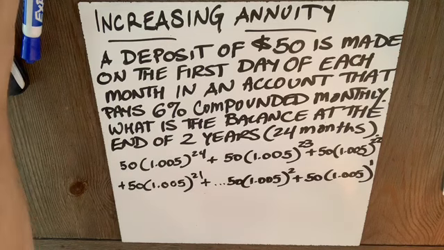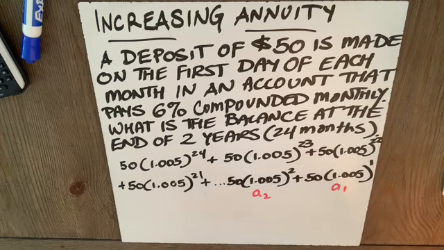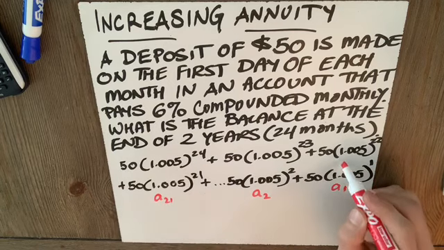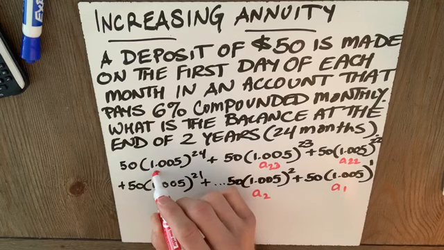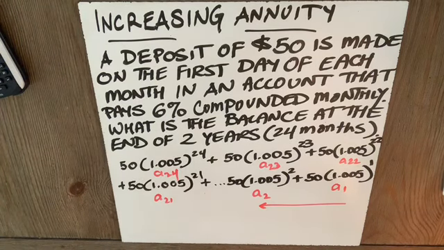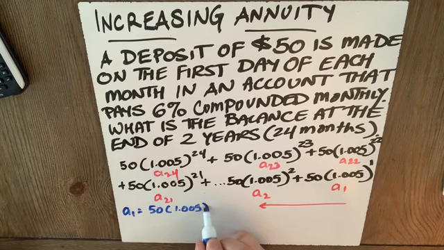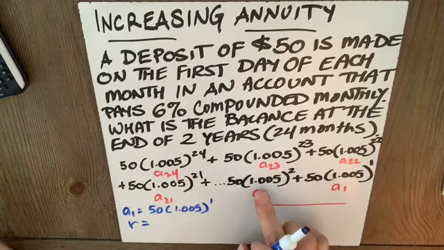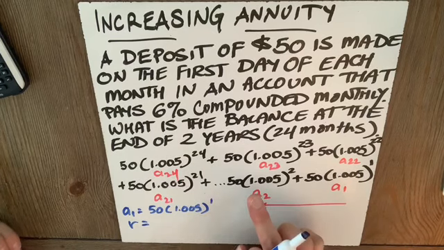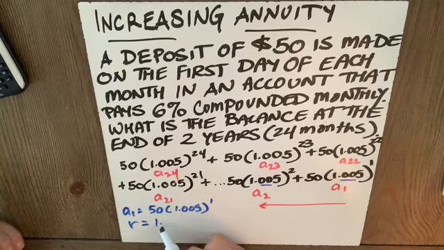Now, if I write it all out like that, and I look at it in reverse, I could consider this A1, then A2, et cetera, all the way to A21, A22, A23, A24. So if I look at them in reverse, I have a geometric series. With first term, I love to make my scoreboard. First term, A1 is 50 times 1.005 to the 1. And R is A2 divided by A1, and A3 divided by A2, et cetera. Notice whatever's in this parentheses is going to be our R, and that's 1.005.